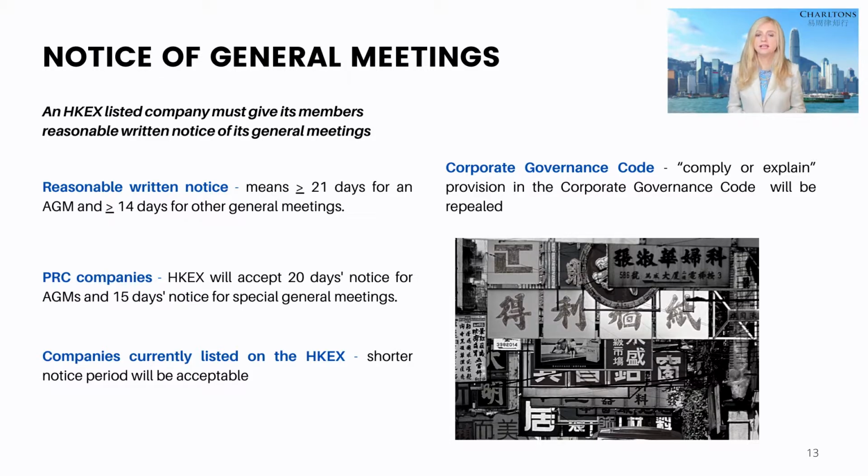Companies which are currently listed on the Exchange, which have been allowed to list with a shorter notice period, will be considered to be in compliance with this proposed core standard, provided that they comply with the requirements which apply to them at the time of listing. If this proposed core standard is adopted, the comply or explain provision in the Corporate Governance Code, which requires 20 clear business days notice for an AGM, will be repealed.